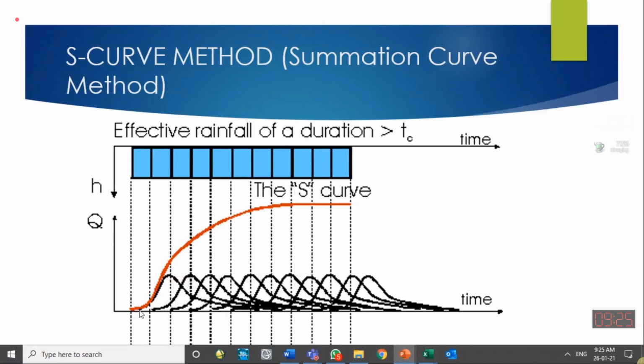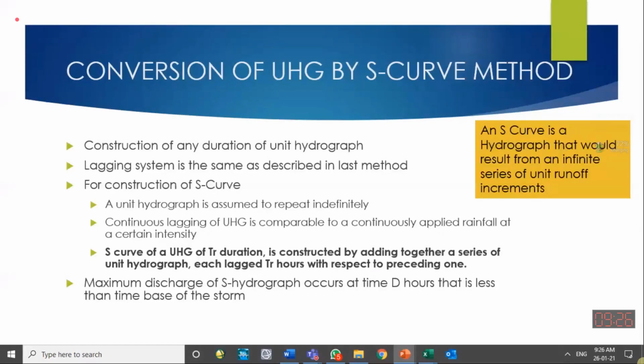Adding ordinates means up to here there is only one, so the result will be the same. Over here the new ordinates will be coming in this part, and whatever new ordinates come, divide by the number of unit hydrographs you have added. If you want to convert 1 hour into 2 hours, you will be adding 2 unit hydrographs together, lagged from each other by one hour. When you add them and divide by 2, you get the unit hydrograph of 2 hours duration.